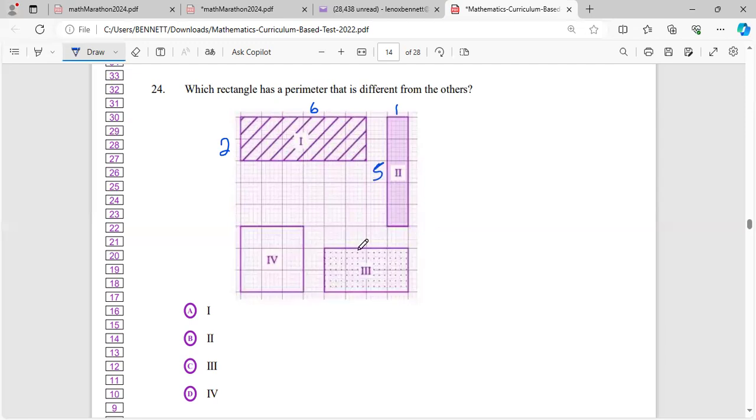And the fourth would be 3. Oh, it's 3 by 3, sir. And the third would be 4 by 2. So now we would find the perimeters, and the method I used was I add the length plus the width and double it. So for the first one, it would be 6 plus 2 and times 2. So 6 plus 2 is 8, times 2 is 16.